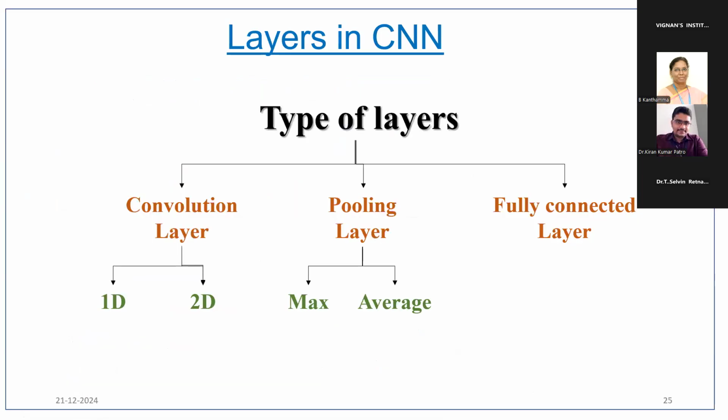Coming to the layers in CNN. In convolutional neural networks, we have different types of layers: the convolutional layer, the pooling layer, and the fully connected layer. The combination of these three layers is called a convolutional neural network. You have one-dimensional convolution layers as well as two-dimensional convolution layers, and pooling layers also come in two types: max pooling and average pooling. We will see their significance.